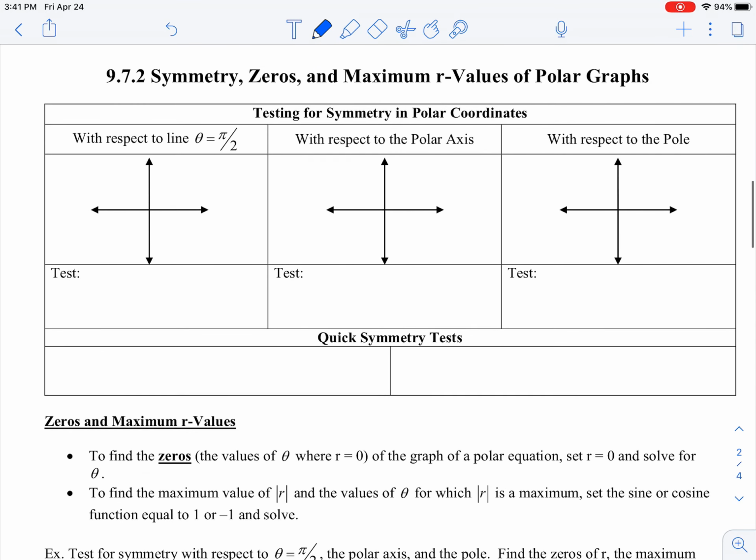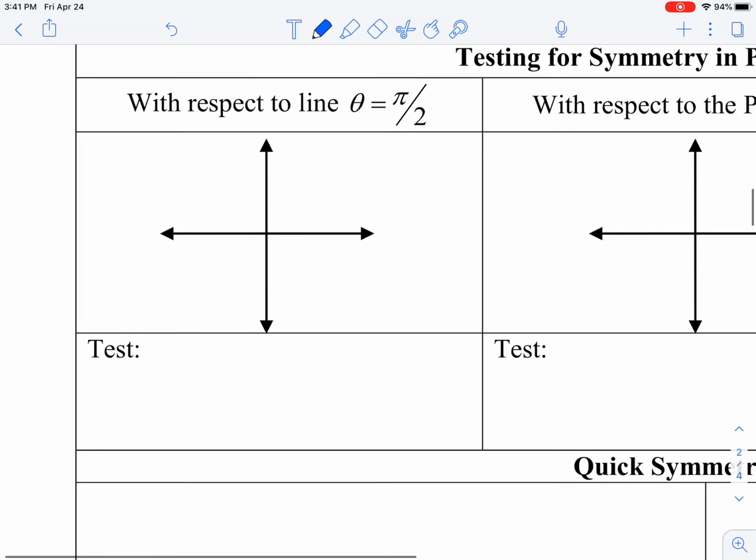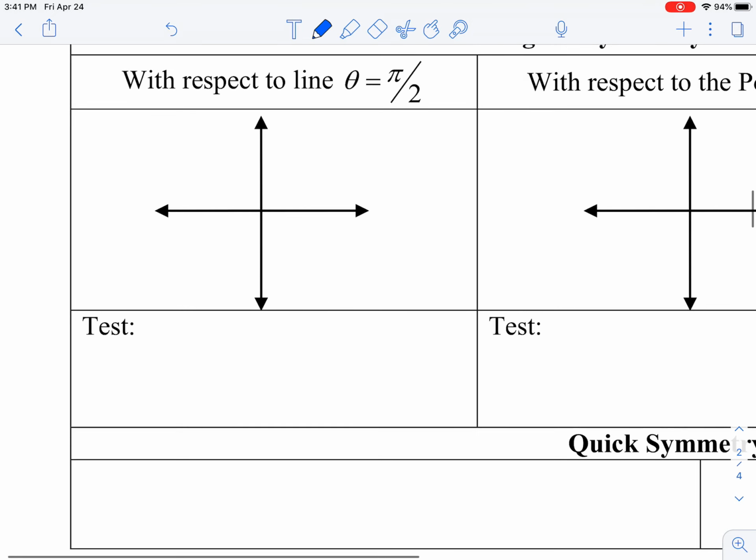What I want to do now is talk about those three types of symmetry and discuss a couple of quick symmetry tests. How do we know whether or not a polar equation is going to be symmetric with respect to a particular line or axis or pole? And how can we check that algebraically without having to graph it? So let's take a look at the first one. When a polar equation is symmetric with respect to the angle pi over 2.